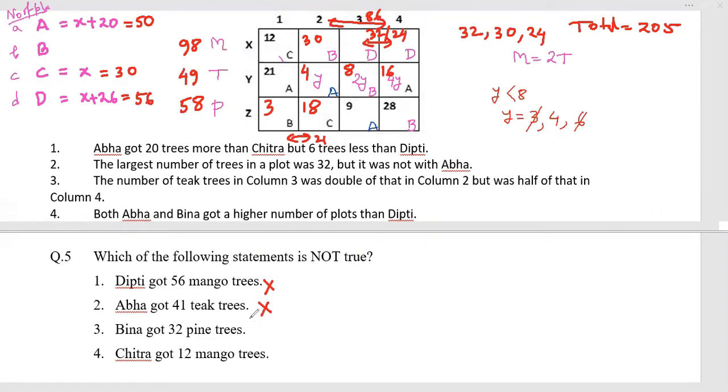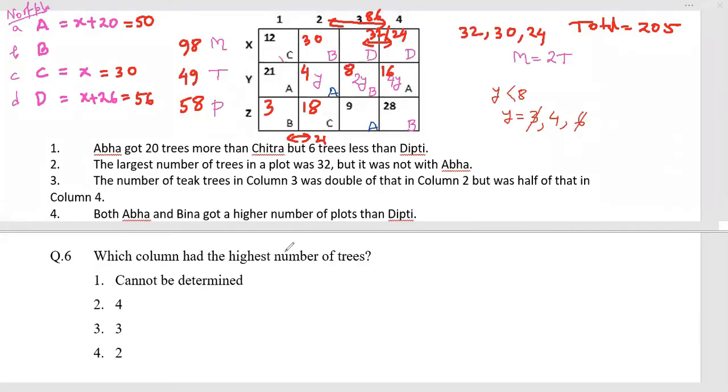Bina got 32 pine trees. Pine trees and Bina is 28 plus 3, that means 31. So this is my answer. Not true will be this one. But Chitra got 12 mango trees. It is also right. So the answer for this is option 3.